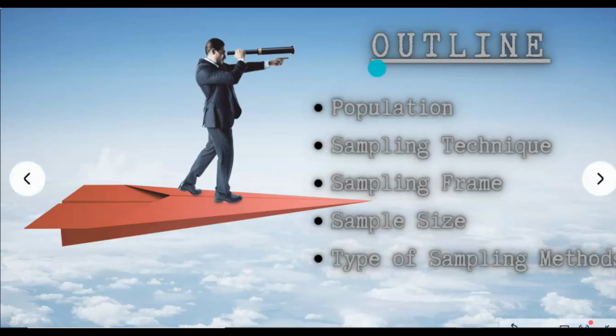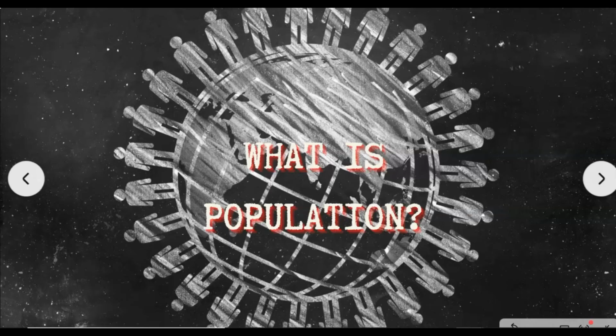The outline. There are five topics for this week. First topic is population. Second topic is sampling techniques. Third topic is sampling frame. Fourth topic is sample size. And the last topic is types of sampling methods.